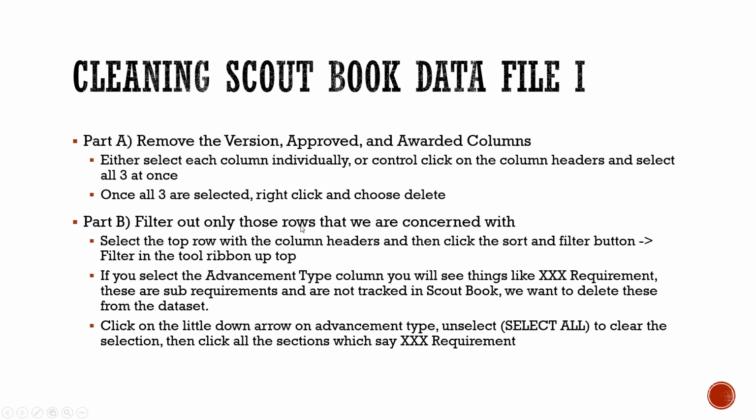And then we're going to filter out those rows that we're concerned with. So we're going to get rid of anything that says something like XXX requirement. These are sub-requirements, and they're not tracked in Internet Advancement, but they are tracked in ScoutBook. So to do the comparison, we just want to say, hey, the whole thing has been awarded. And so we're going to go ahead and clear those out of there.